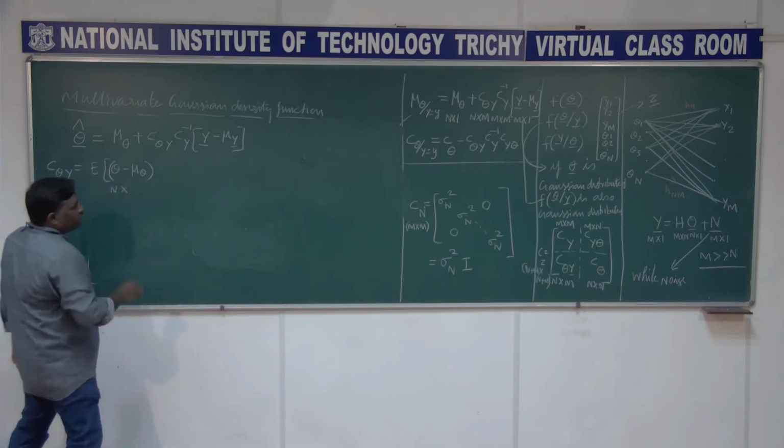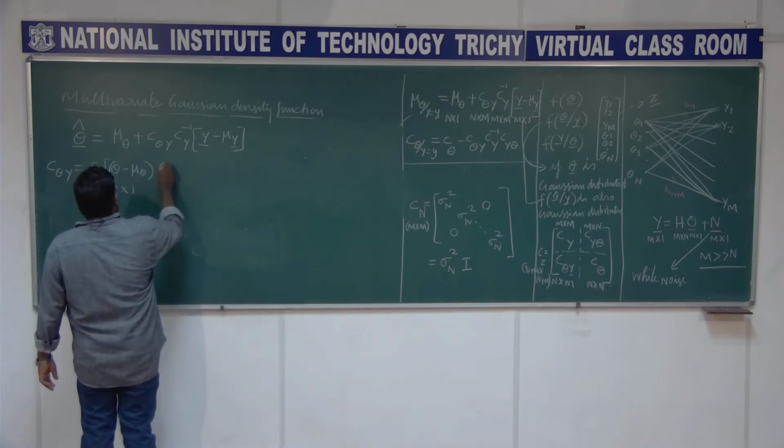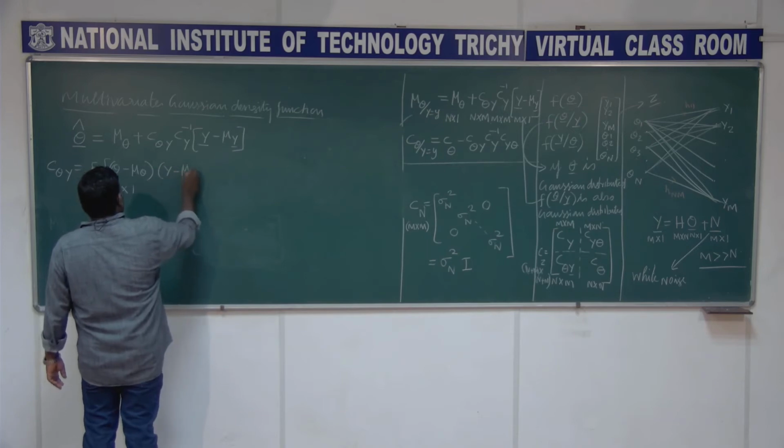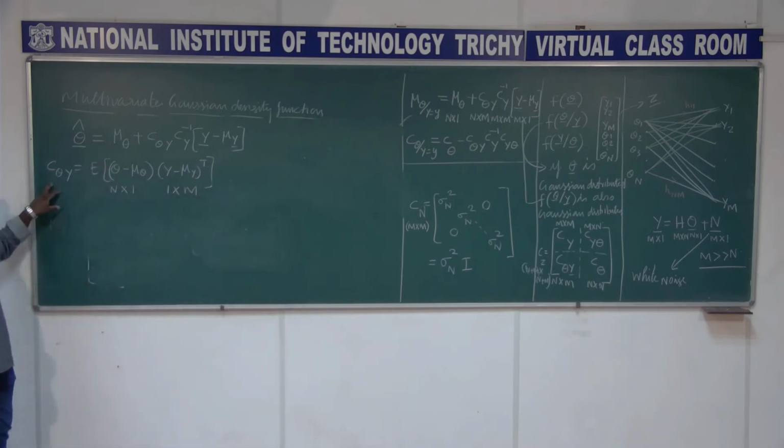Because theta is n cross 1, and you have here (y minus mu y) transpose, which is 1 cross m. So this has the size n cross m, in fact. That is what this covariance matrix is. It is not for the same random vector, it is for two different random vectors we have chosen, theta and y, and that's what we get like this.